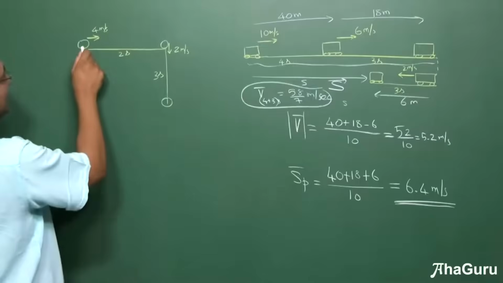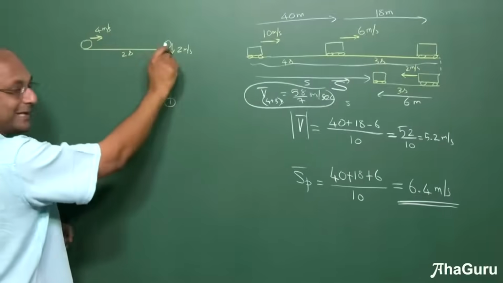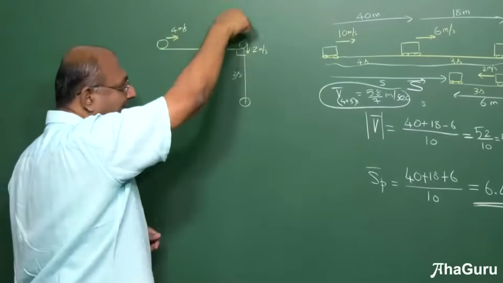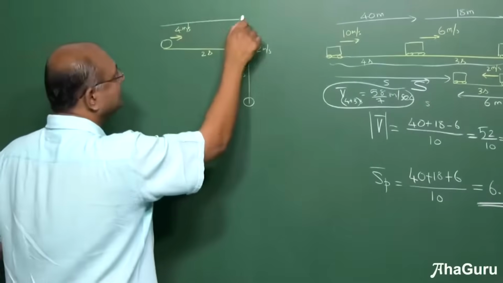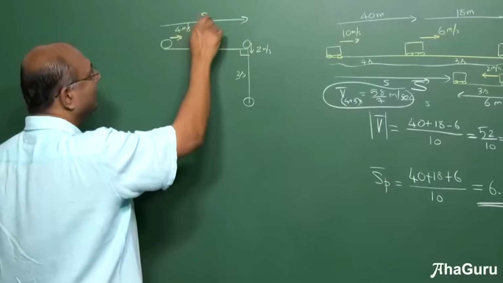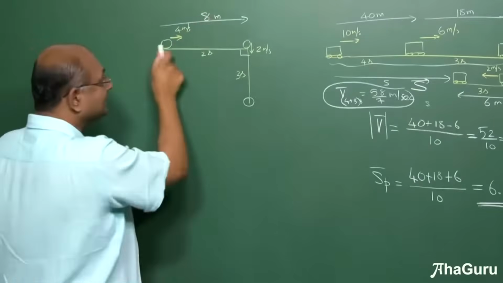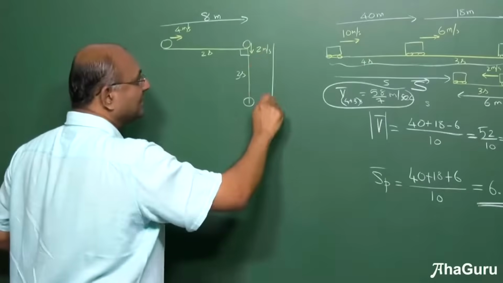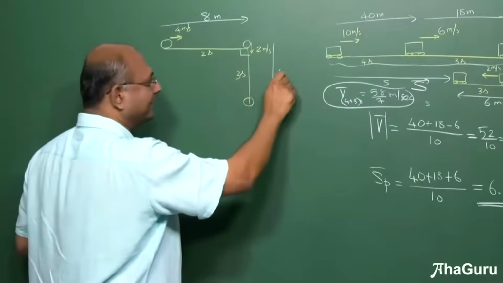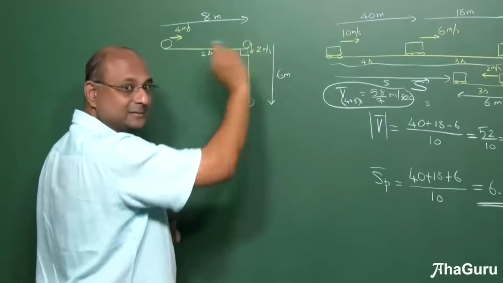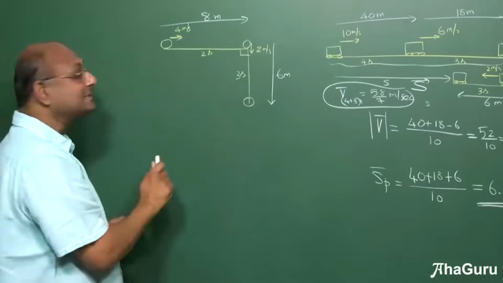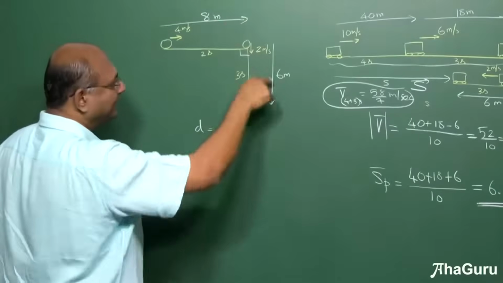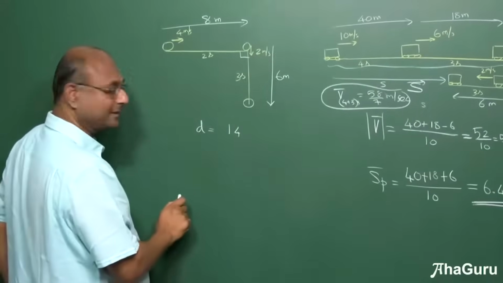In this question, there is an object that is moving at 4 meters per second for 2 seconds, then makes a right turn, 90-degree turn, 2 meters per second for 3 seconds. What is this distance? 4 into 2, 8 meters. What is this displacement? 8 meters in this direction. What is this distance? 2 meters per second into 3, 6 meters. What is the displacement here? 6 meters. But what is the overall distance travelled? What is the total distance? 8 plus 6, 14 meters.